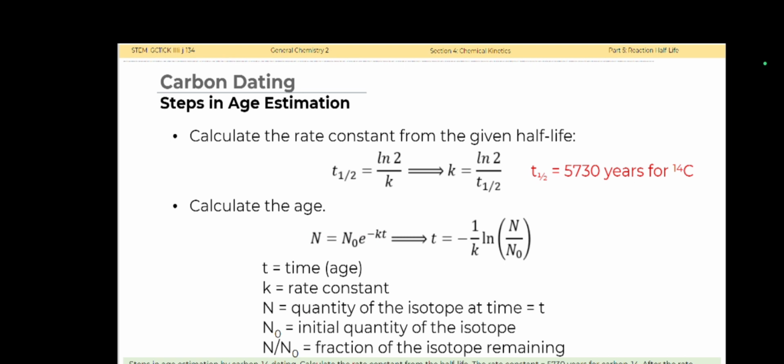Steps in age estimation by carbon-14 dating. Calculate the rate constant from the half-life. The rate constant equals ln 2 over 5,730 years for carbon-14. After the rate constant is determined, the age can be calculated. Age equals negative 1 over k times the natural logarithm of the fraction of the isotope remaining.